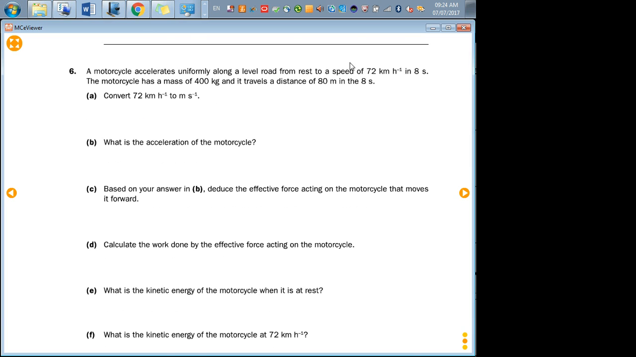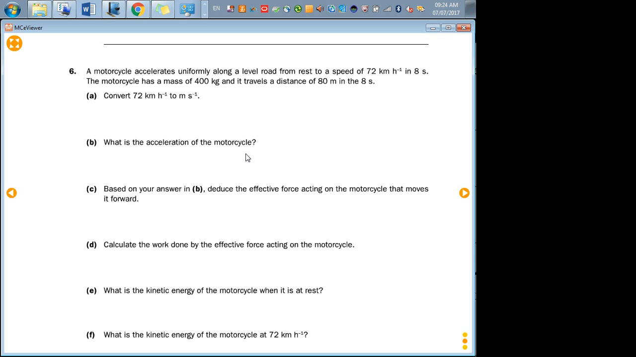Okay. A motorcycle accelerates uniformly along a level road from rest to a speed of 72 kilometers per hour. Wow. You must be very sensitive with the units. When you see this, you must think already: must convert to SI units later on. In 8 seconds. Mass 400 kilograms, travels 80 meters in 8 seconds. See, first one, they ask you to convert.